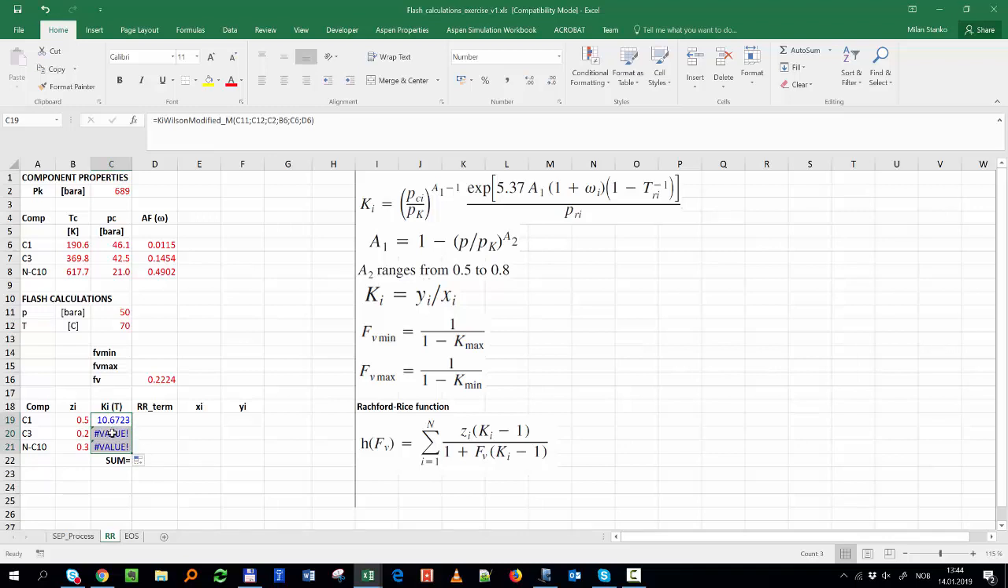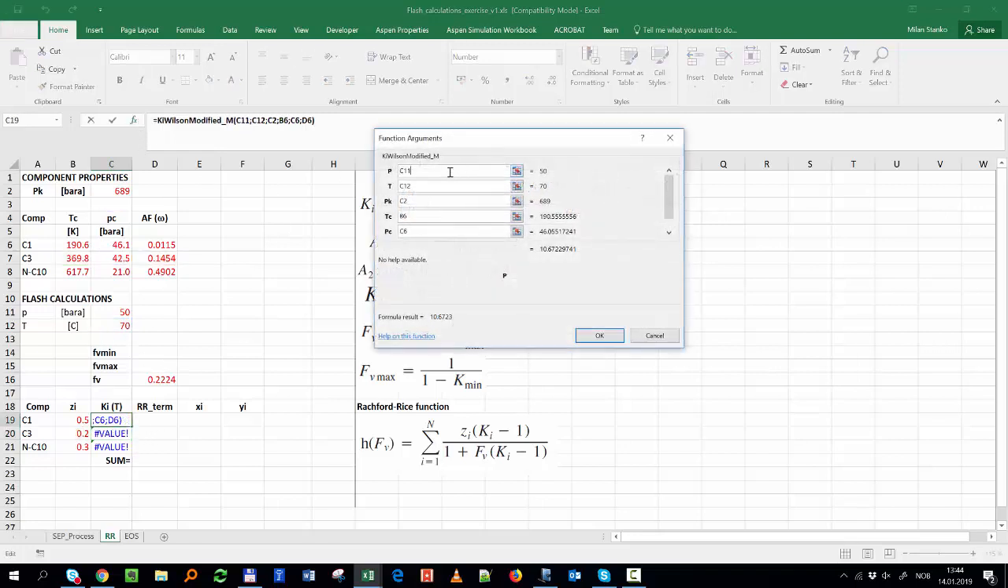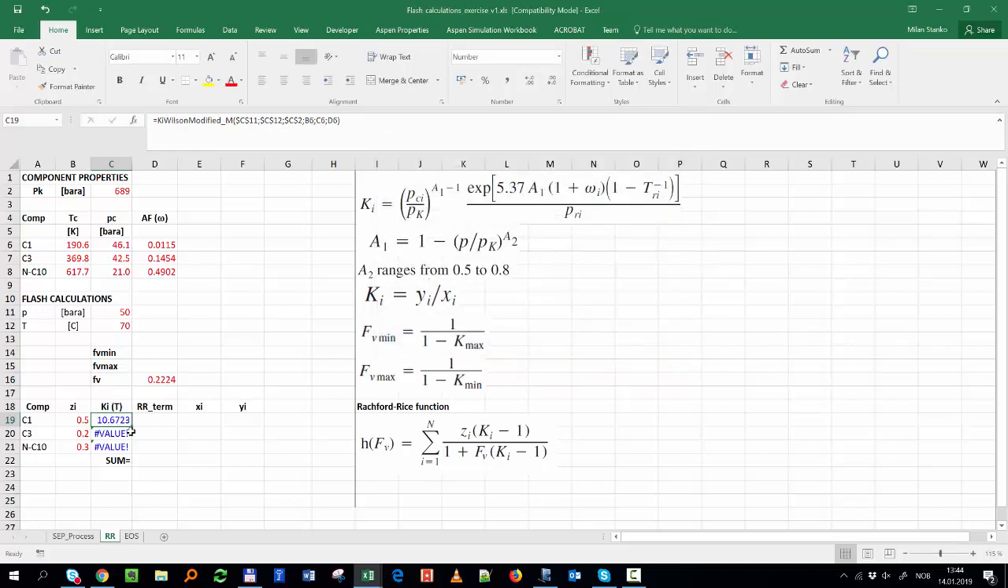I get an error, okay? And why is that? Because it's shifting also this one down, and it's shifting also these two down. So what I have to do is come here and block some cells, like pressure and temperature. They should be blocked because all components are under the same pressure and temperature, and the convergence pressure should also be blocked. But the rest, which are component dependent properties, should not be blocked.